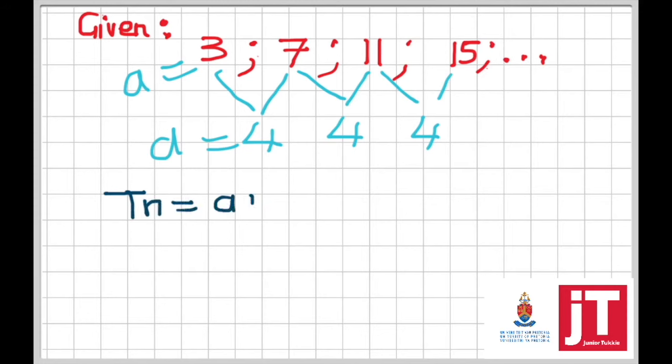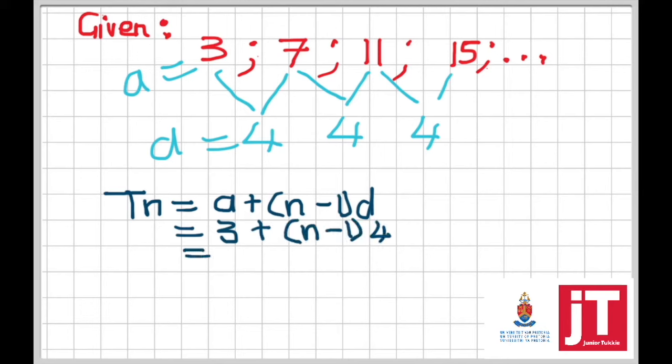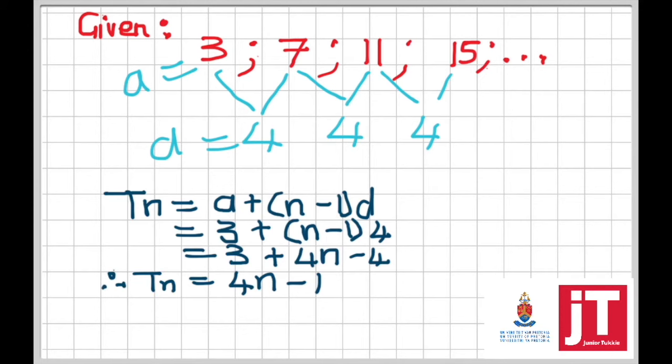Therefore, your Tn in general is a plus n minus 1 d, as previously highlighted. But to be more specific, for this specific sequence, we're going to get 3 plus n minus 1 d, and your d is 4. Then obviously you can distribute to get 3 plus 4n minus 4. Simplifying, you get 4n minus 1 as your general formula. So that's how you get your general formula.